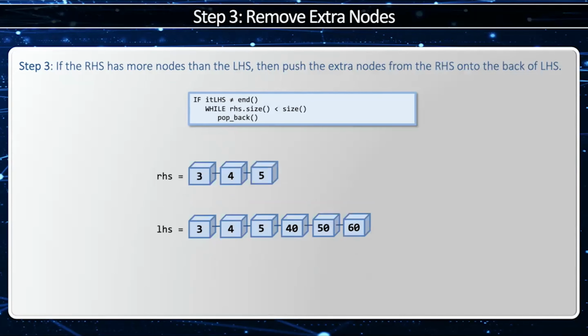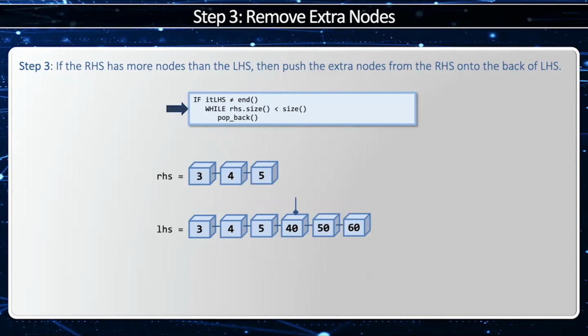Step 3 is when the right-hand side has fewer nodes than the left-hand side, in which case I have got to remove the extra nodes. And once again, the iterator is always going to be in the middle here. And that's because I've already copied over the nodes where the right-hand side and the left-hand side have in common. So my left-hand side is not null because I still have nodes left.